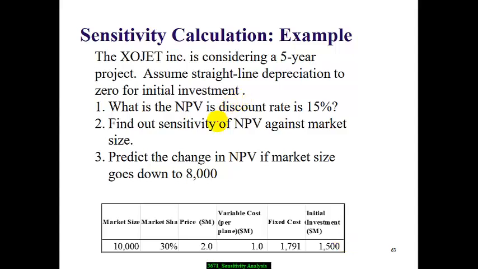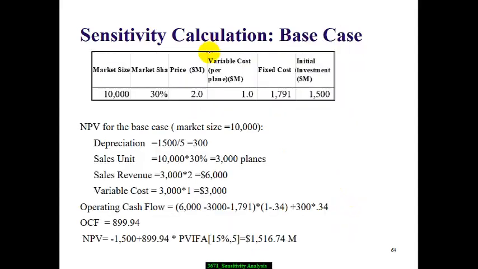So how do we find out the sensitivity analysis of the net present value against the market size? That is our one input, right? To do this, given the inputs in the base case, we first find out the net present value for this base case. Okay, so let's go through the procedure. I want you to focus on the overall procedure and pay less attention to the detailed calculation.